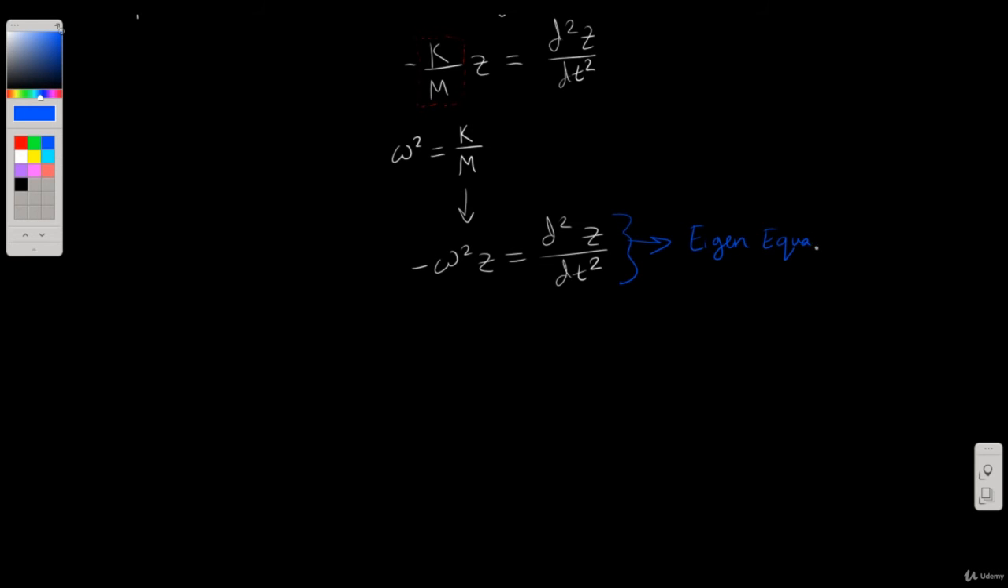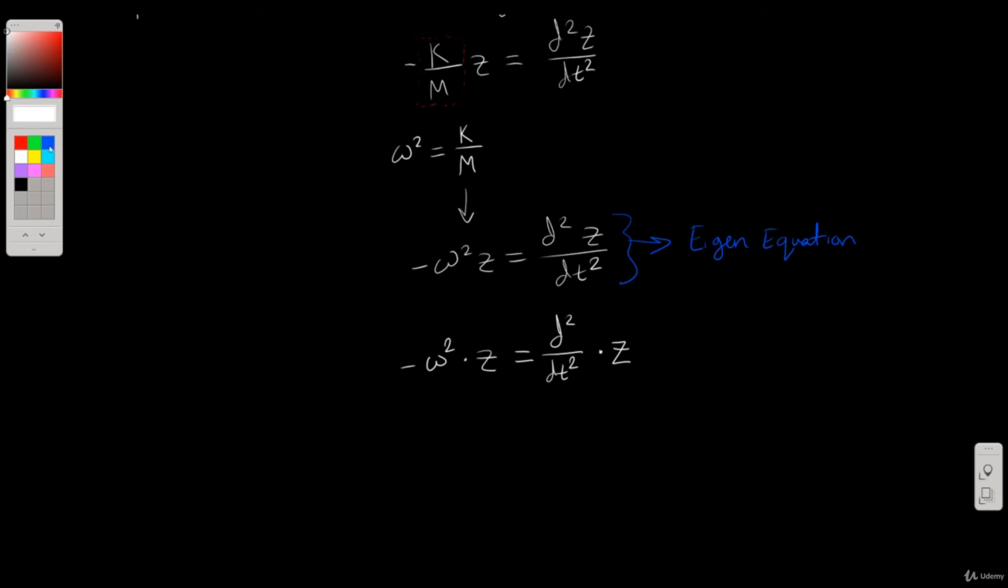Eigenequation. It's a very well-known term, a very well-known mathematical form, and we're going to come back to this. Essentially, the idea is that you have an operator. In this case, we have the operator called the second derivative, operating on the function z, and we are getting an eigenvalue, this minus omega squared term, times that same function, right?